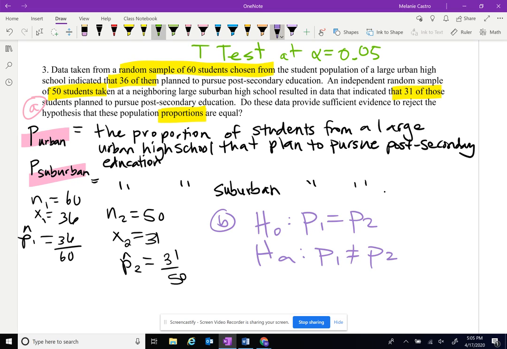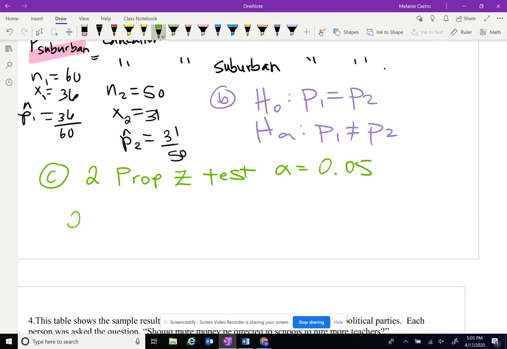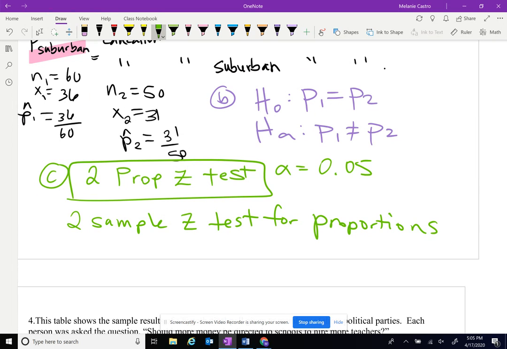So the type of test that we would then go through to perform should be a 2-prop Z test. Again, alpha wasn't stated, so I would use 5% alpha. You can also say that this is a Z test for proportions, but you need to mention that it's like a 2-sample Z test for proportions. I would never write it out that much. I would go with the 2-prop Z test.